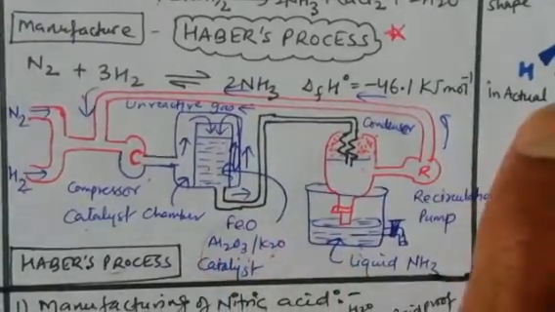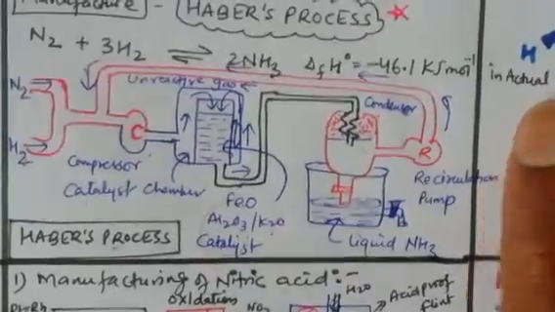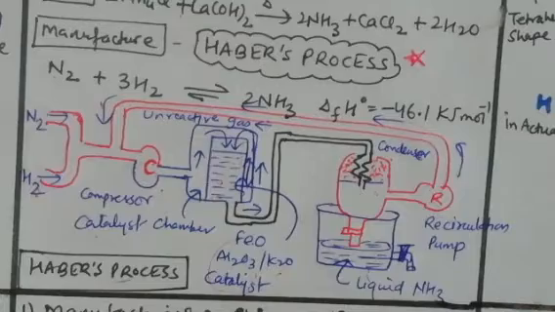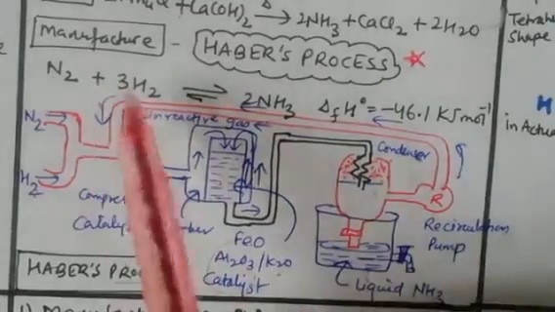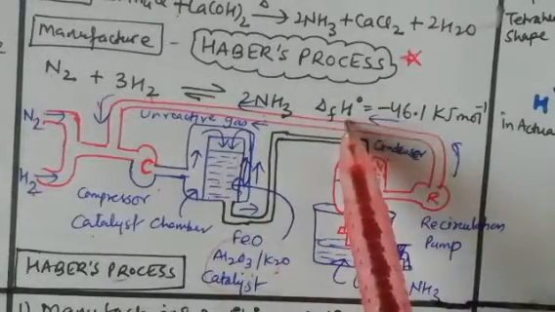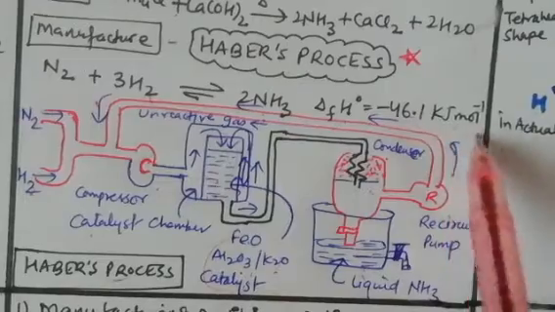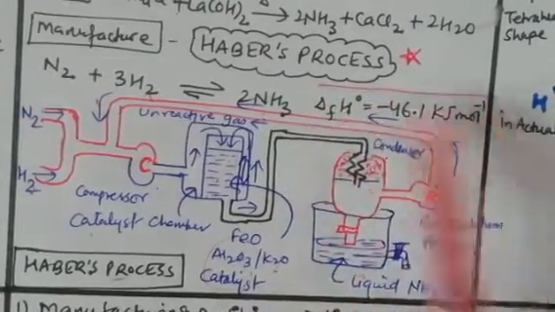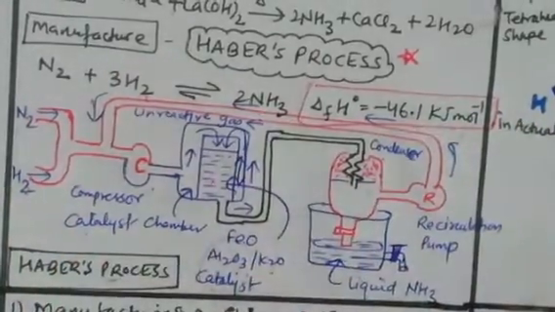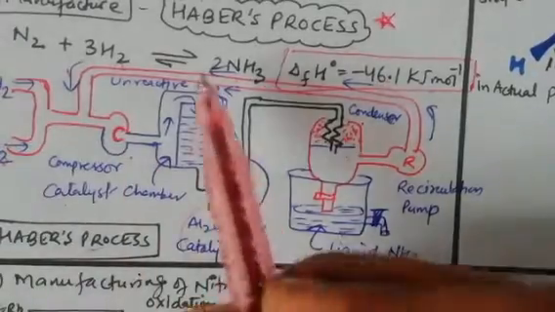Listen carefully. When N2 reacts with 3H2, it will give us 2NH3, but with a fixed heat of formation, that is minus 46.1 kilojoule per mole. This is a special condition we need to keep. On this special condition, ammonia can be prepared. So it is the Haber process. We find that the forward reaction is exothermic.